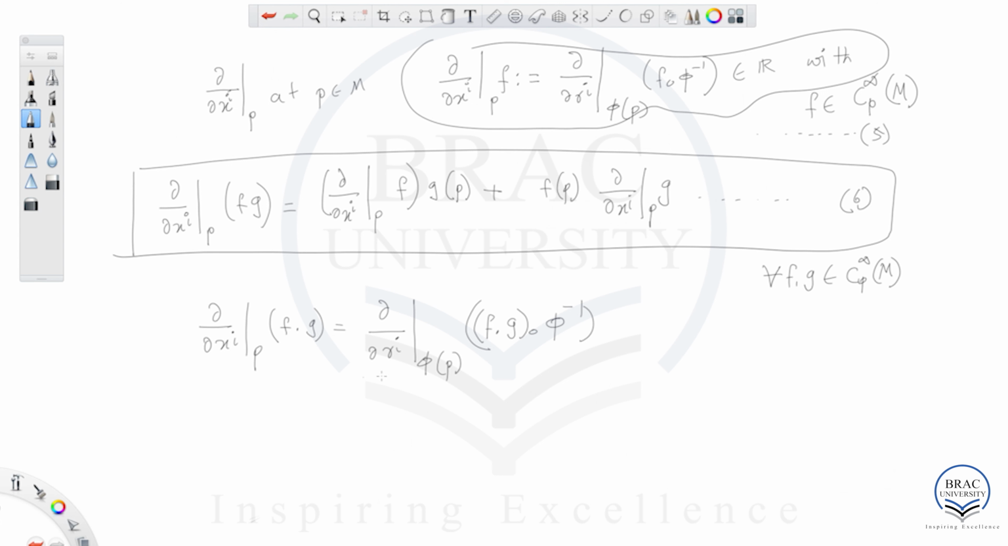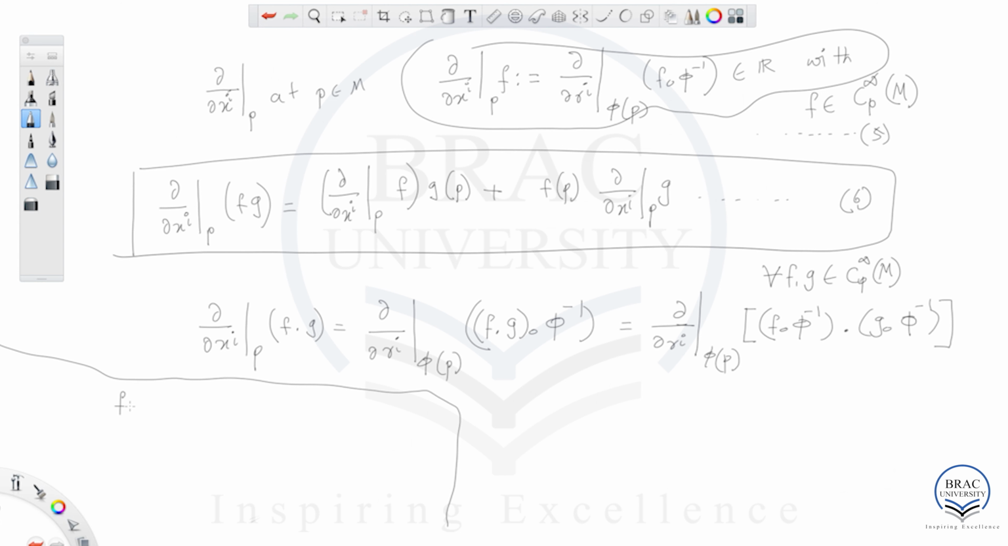So this is going to be equal to ∂/∂r^i at φ(p), acting on f composed with φ inverse times g composed with φ inverse. Okay, so how do we see this? So here is a side note.